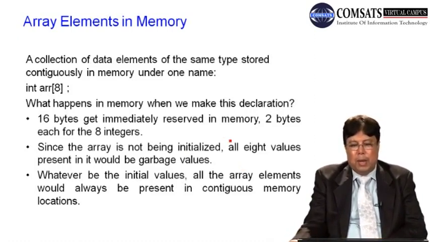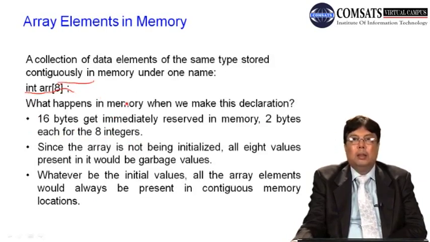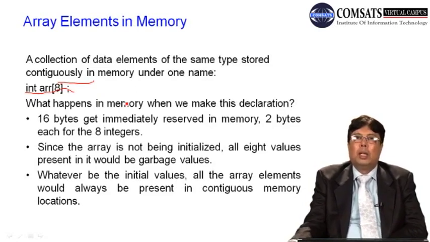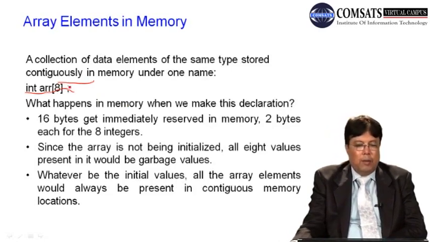So what happens in the memory when we make this declaration? 16 bytes get immediately reserved in the memory, 2 bytes each for the 8 integers. ये किसकी हम बात कर रहे हैं? हम इस एग्जाम्पल की बात कर रहे हैं. If we declare integer array of 8, since there are 8 elements, अब हम assume करते हैं कि integer is of 2 bytes. Then there should be 8 into 2, 16 contiguous bytes in the memory reserved whenever you declare integer array of 8.